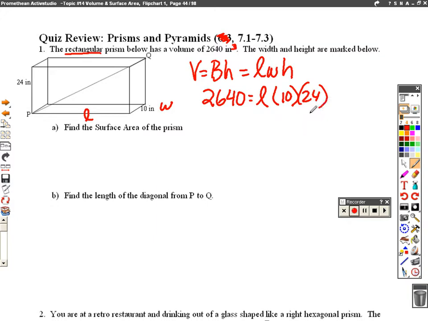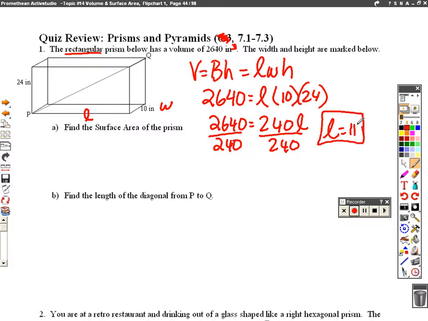So I'm going to use this to solve for L. 2640 equals 240 L. Divide by 240. And we end up with a length that is 2640 divided by 240. And that would be 11. So L is equal to 11.